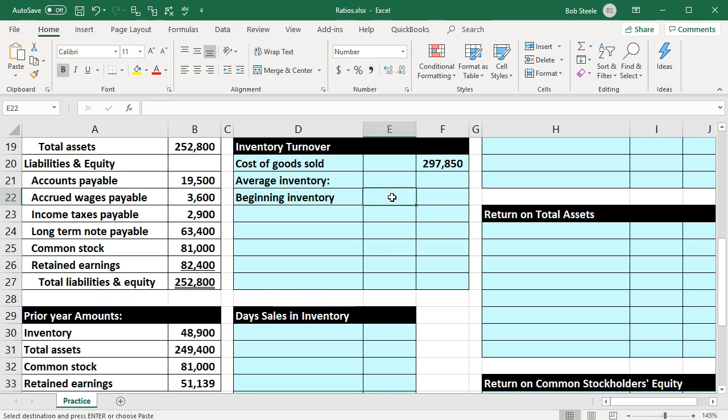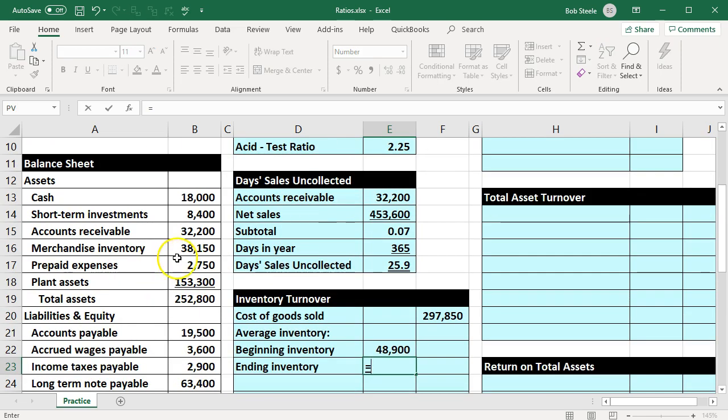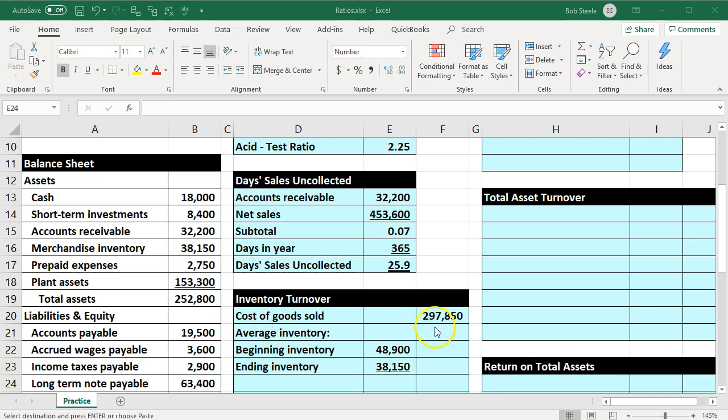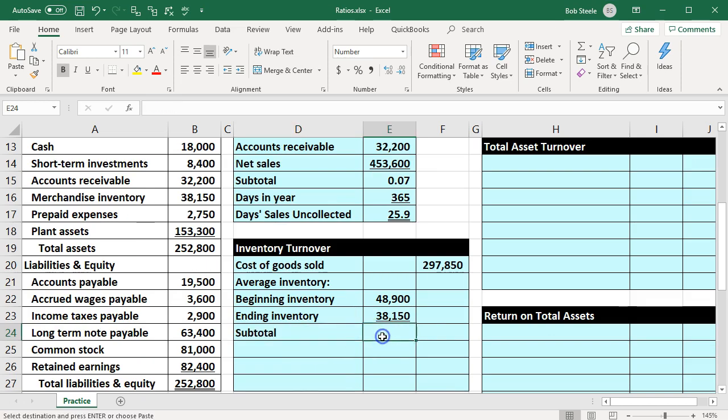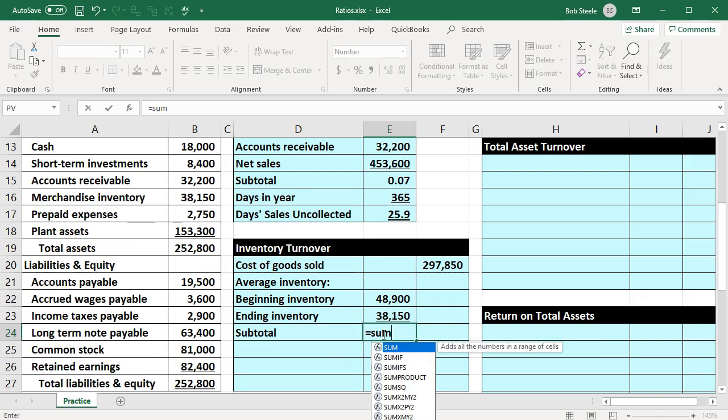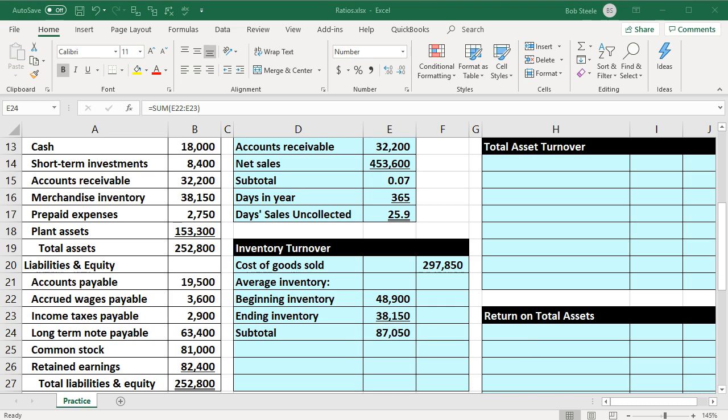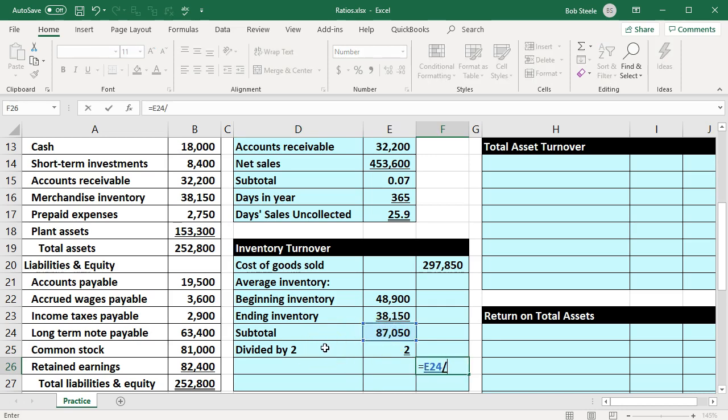So I'm going to do it this way. This is going to be equal to the 48,900, and then we want to add that to the ending inventory. The ending inventory is what's on the current balance sheet, the 38,150. And then we'll add those up. I'm going to call that a subtotal, so the subtotal is the sum of those two numbers. And then I'm just going to divide that by 2. This equals the 8750 divided by the 2. And so there we have our average.